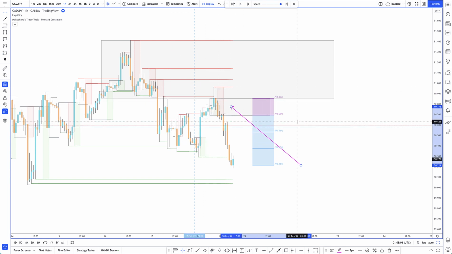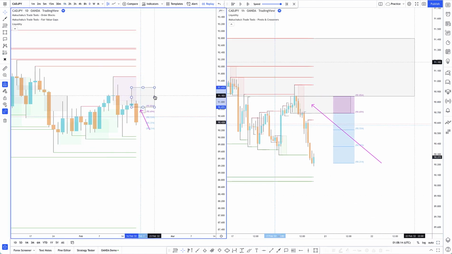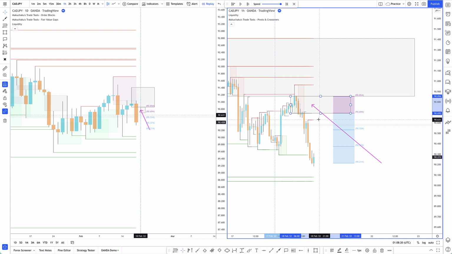So I hope this concept of breaker is now clearly understood. Remember, we are trading a higher time frame order block, and then once that forms, we are searching for a lower time frame breaker for our signal to work properly.